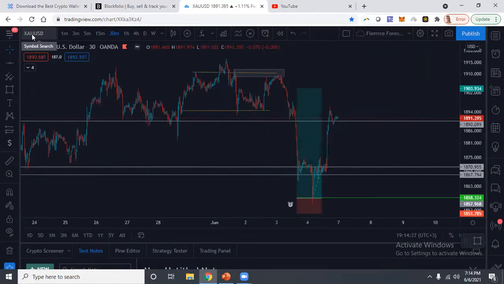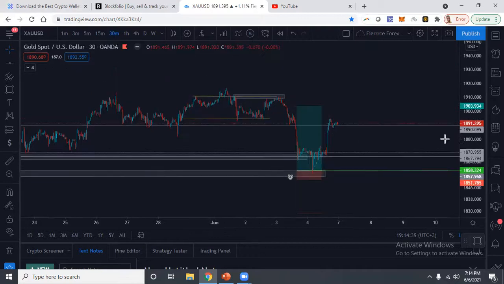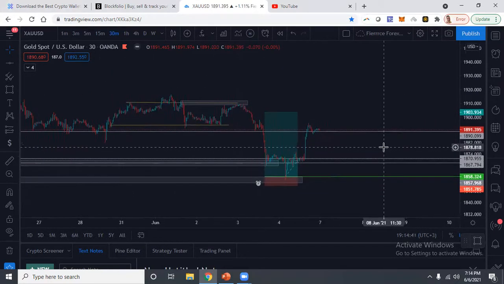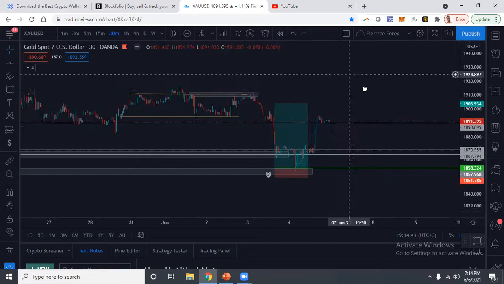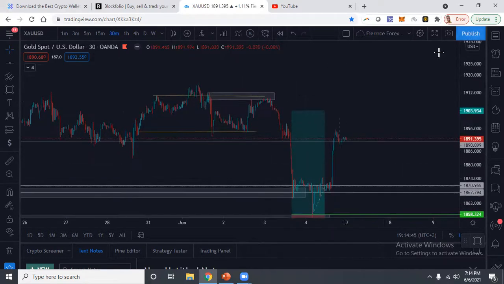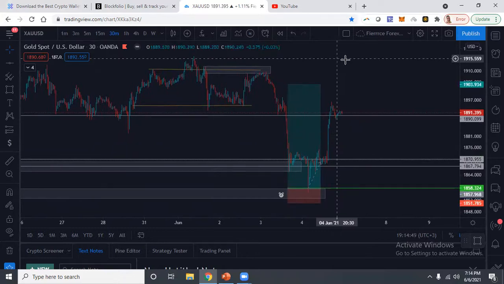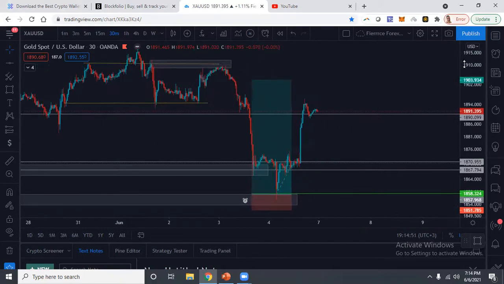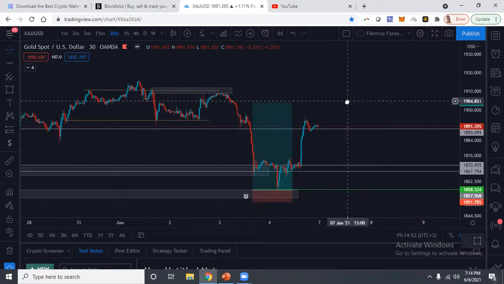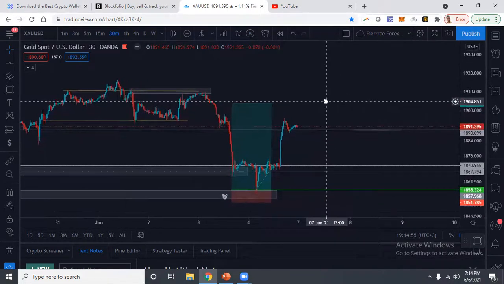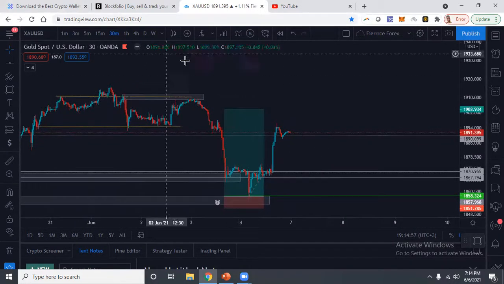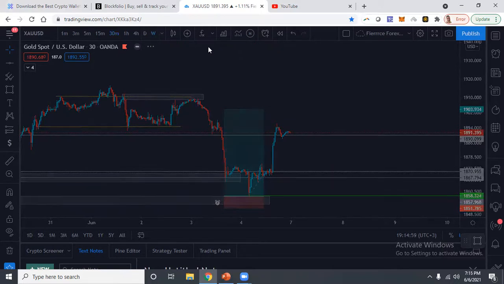Gold. So gold, on the other hand, is also looking really, really yummy. Gold really went well last week for us. We actually had like 400 pips. That was awesome. Doesn't happen all the time, guys, but when it happens, we are not complaining.